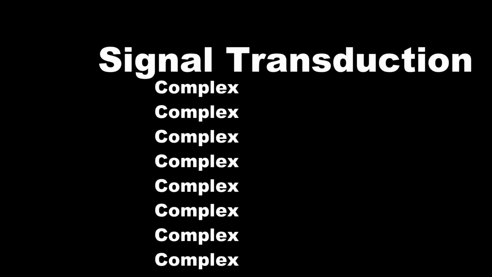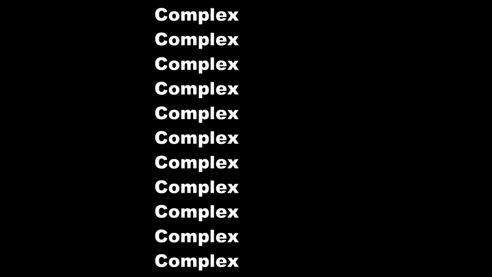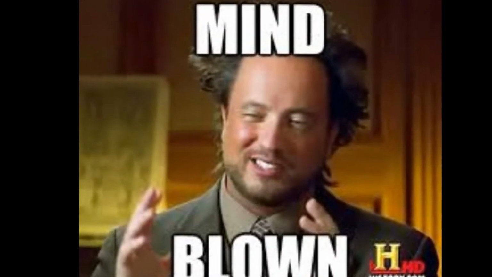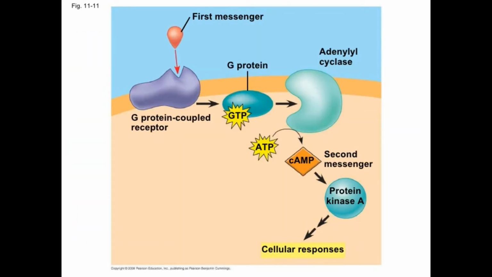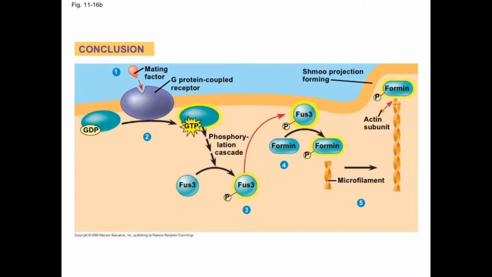Now remember that signal pathways are very complex. This is only one type of signal transduction pathway that may be activated by a G protein. G proteins also activate pathways that involve adenylyl cyclase, cAMP, and protein kinase cascades.